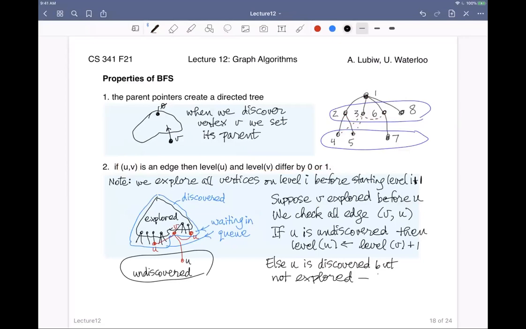So thus, it's in the same level as V, or the level of V plus 1. Okay, because those are the only vertices here and here. Those are the only vertices that are in the queue. They've already been discovered, but I have not yet explored them. Okay, so that's this proof.